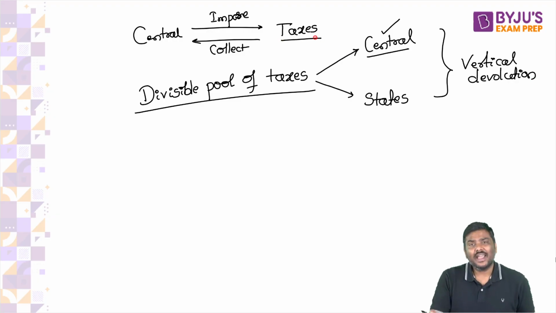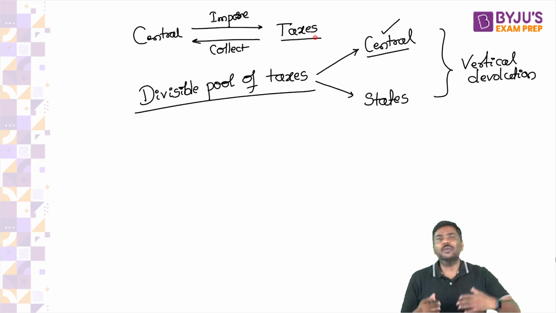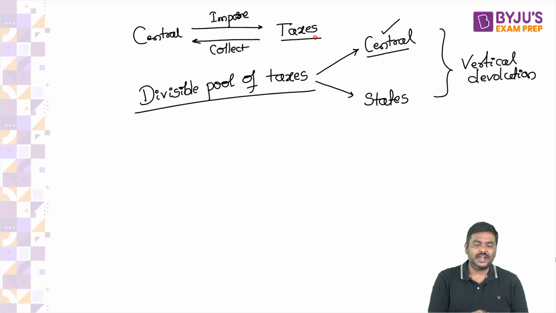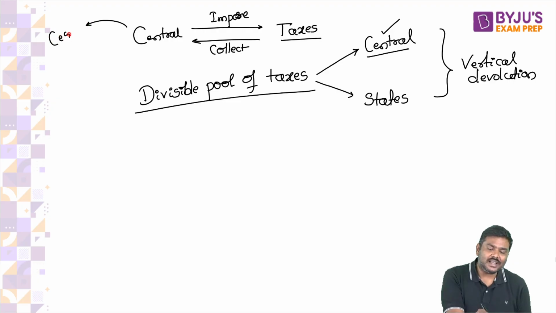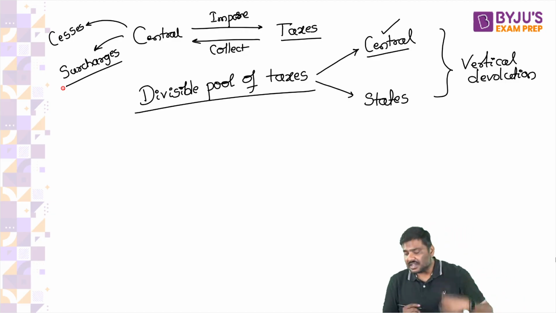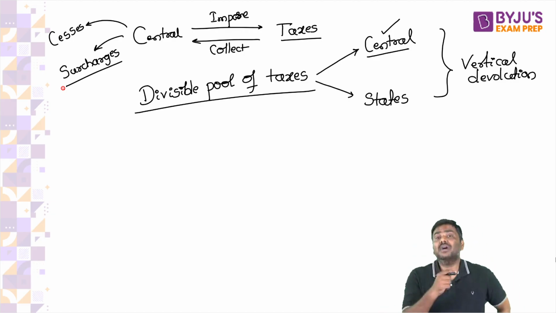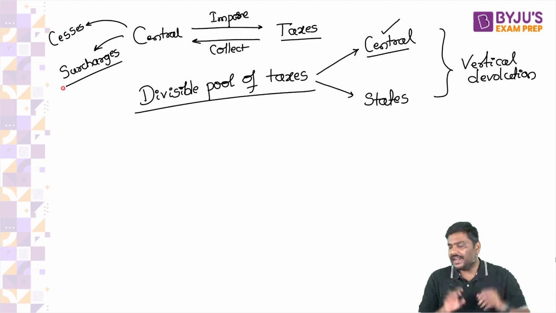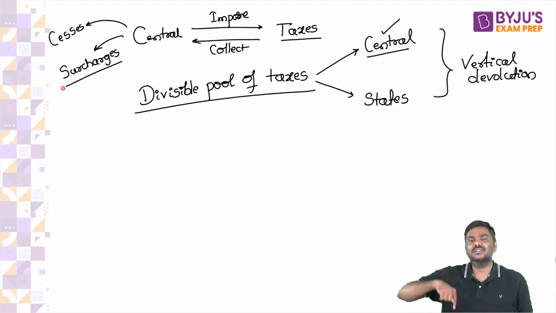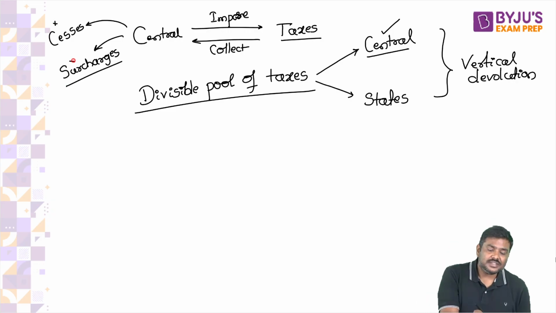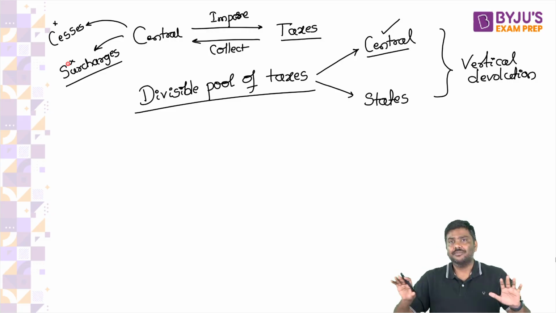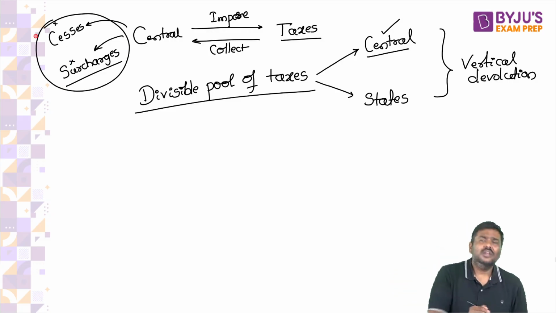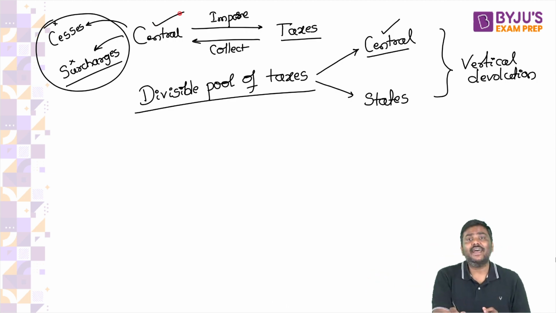Now, second point. Whatever taxes are collected by the central government will be part of the divisible pool of taxes. But please understand, the central government will also impose and collect cesses and surcharges. If you remember what we discussed in the context of taxation, I said the central government will impose cesses and surcharges. Now, cesses and surcharges, the central government may not give. There is no compulsion. The central government will collect them separately.